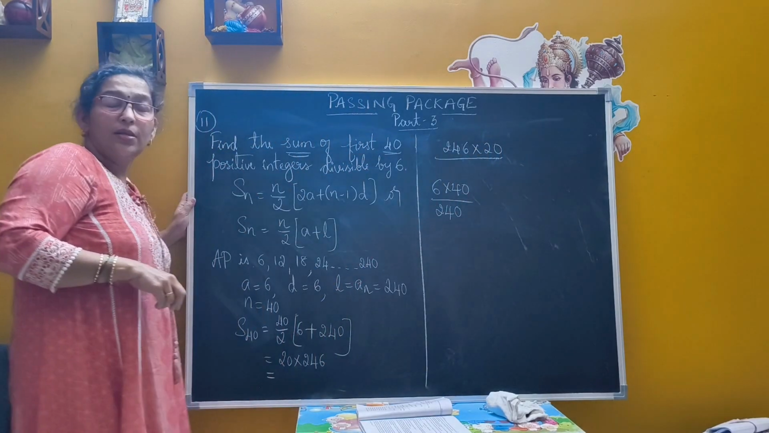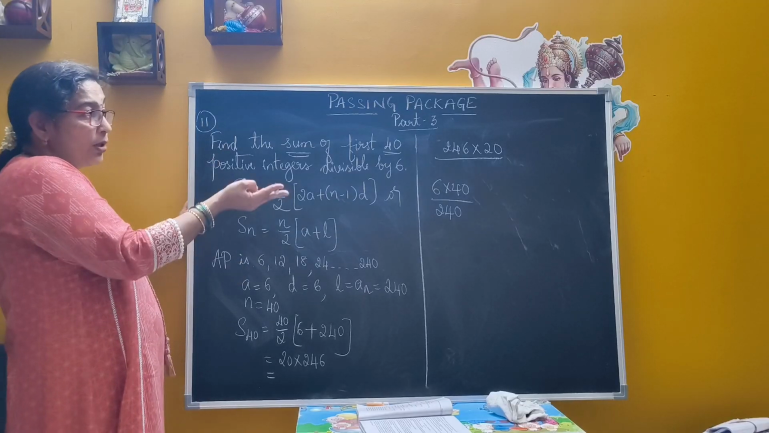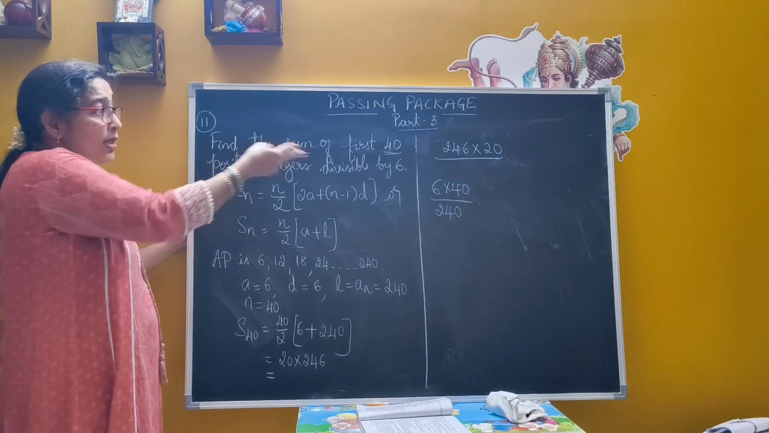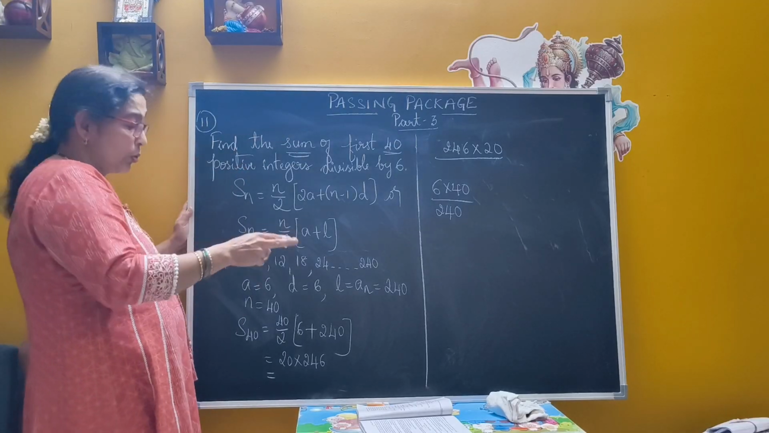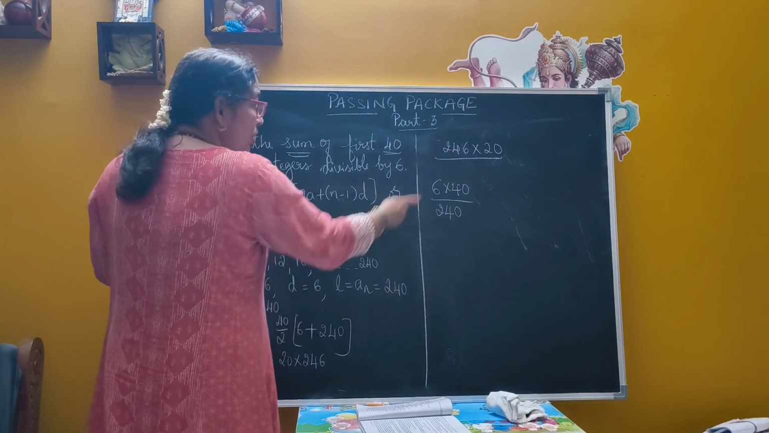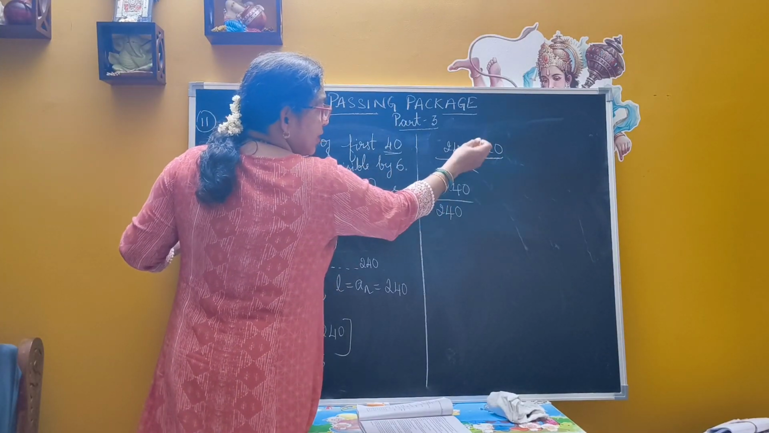Just find 246 2s are how much? 200, 200, 400. 40, 40, 80, 480. 6 plus 6, how much? 12. Okay, so 492. It is equal to 492. Add one more 0. On direct multiplication, 2 6s are 12.